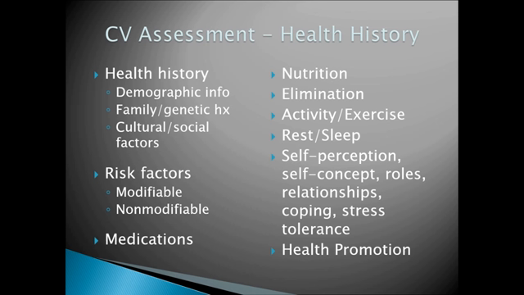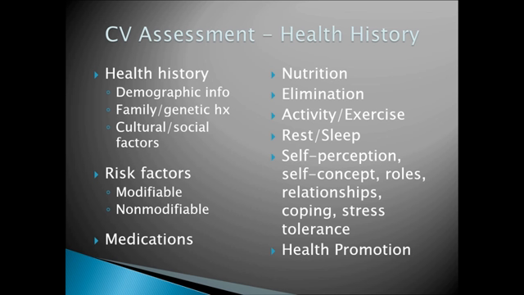So looking at cardiovascular assessment, we're going to start with health history because this is really important to get an idea of what's going on with your patient. So certainly you want to know demographic info. And you're like, well, why do I want to do that? Why does it matter? We know that hypertension is more commonly seen in the African American population. So demographics do matter. Family and genetic history is important.